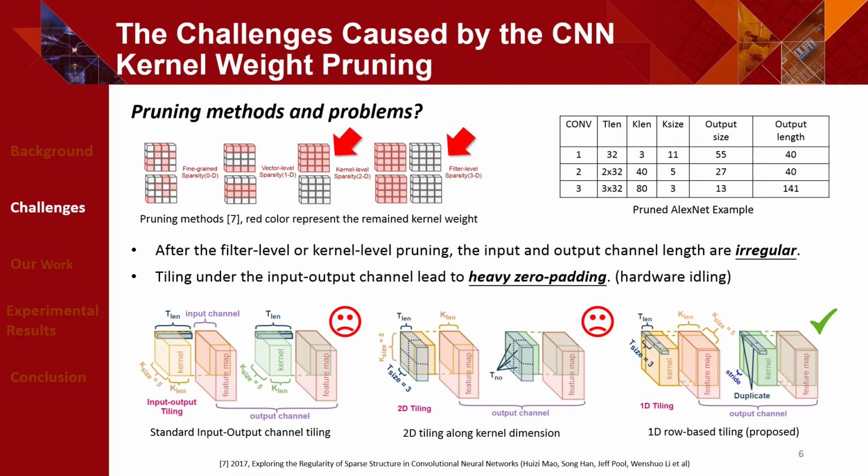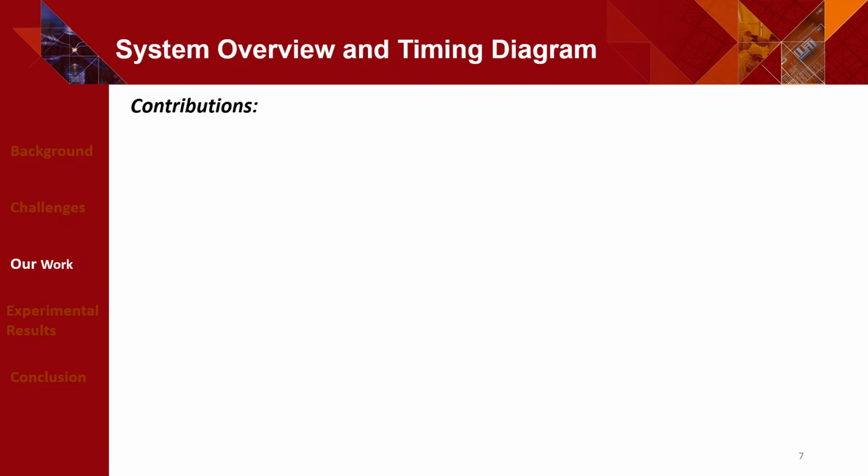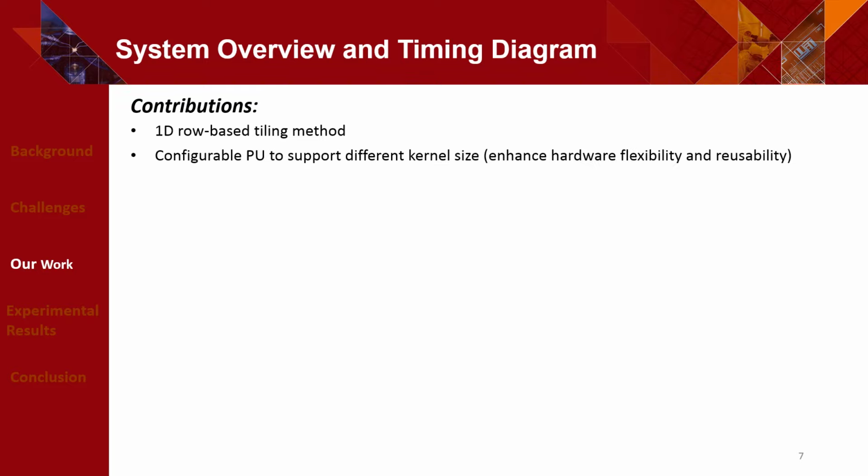And we will discuss a little bit more how the 1D row-based tiling actually works. Before that, we would like to emphasize our contribution. For our contribution, we propose a new tiling method which is named 1D row-based tiling. And of course, in order to support this 1D row-based tiling with different kernel sizes, we also propose a configurable PU as well. So this configurable PU can have better hardware flexibility and reusability.